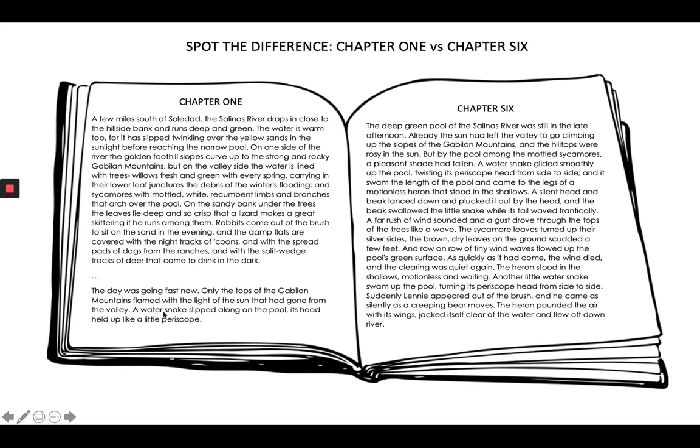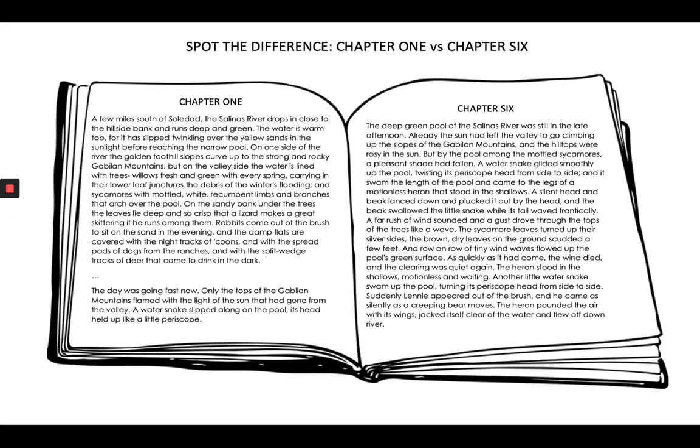We had a water snake in chapter 1. "A water snake slipped along the pool, its head held up like a little periscope," and that was it. Whereas now, "a water snake glided smoothly up the pool, twisting its periscope head from side to side, and it swam the length of the pool and came to the legs of a motionless heron that stood in the shallows. A silent head and beak lanced down and plucked it out by the head, and the beak swallowed the little snake while its tail waved frantically."